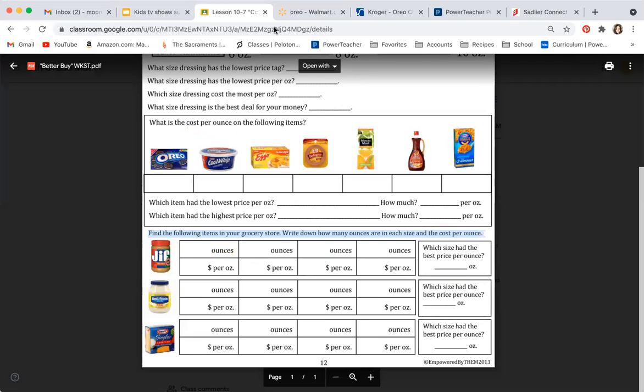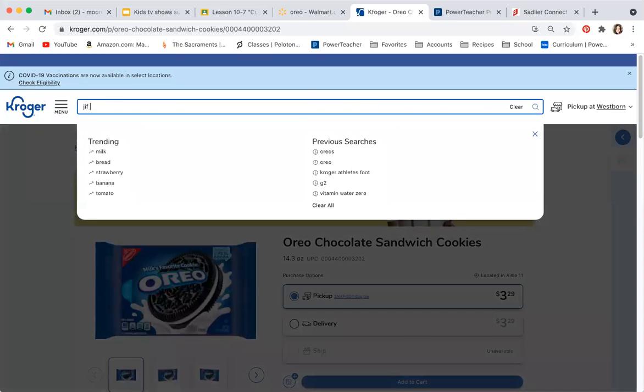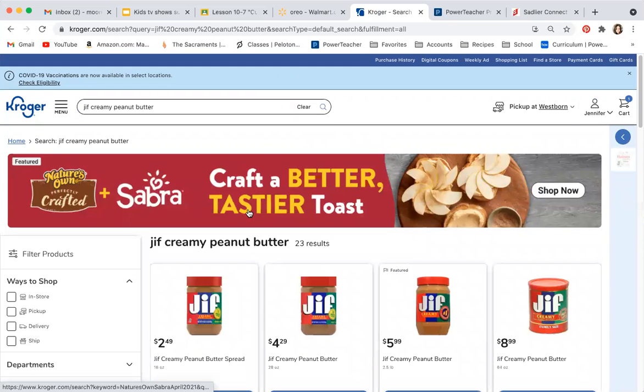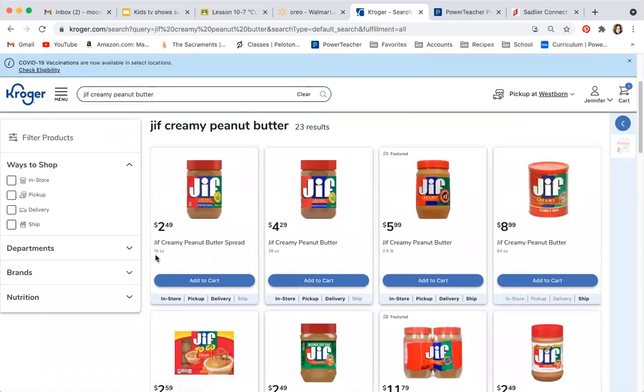Question? Will every item we look up have how many ounces are in it? Expect so. For a jar of peanut butter, we can even look at it right now. We type in Jif creamy peanut butter. Look at that, 23 results. So you can buy this in lots of different quantities. This one says 16 ounces. This one says 28 ounces. This one says 2.5 pounds though.